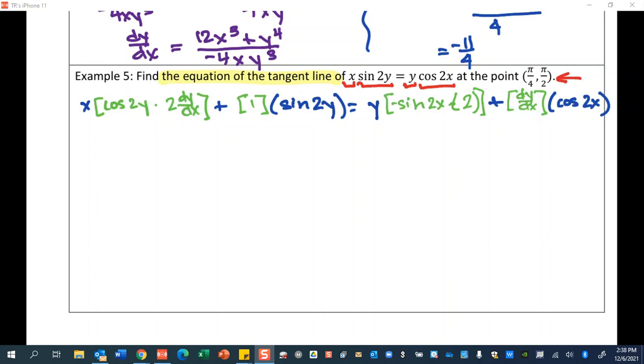Where is that 2 coming from? Inside. That is the derivative of what's inside. Chain rule. Yeah. I always forget that too. I'm so proud of myself that I didn't.